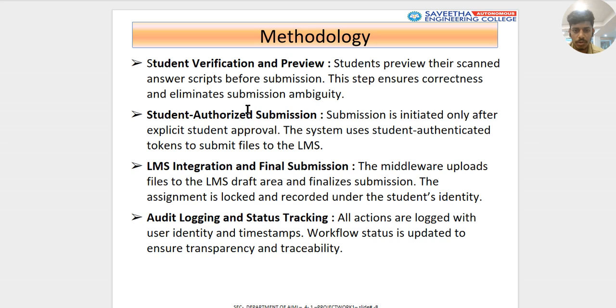Student verification and preview. Student authorized submission. The LMS integration and final submission. Audit logging and status tracking. The student verification preview follows: students preview their scanned answer scripts before submission. This step ensures correctness and elimination of submission errors.